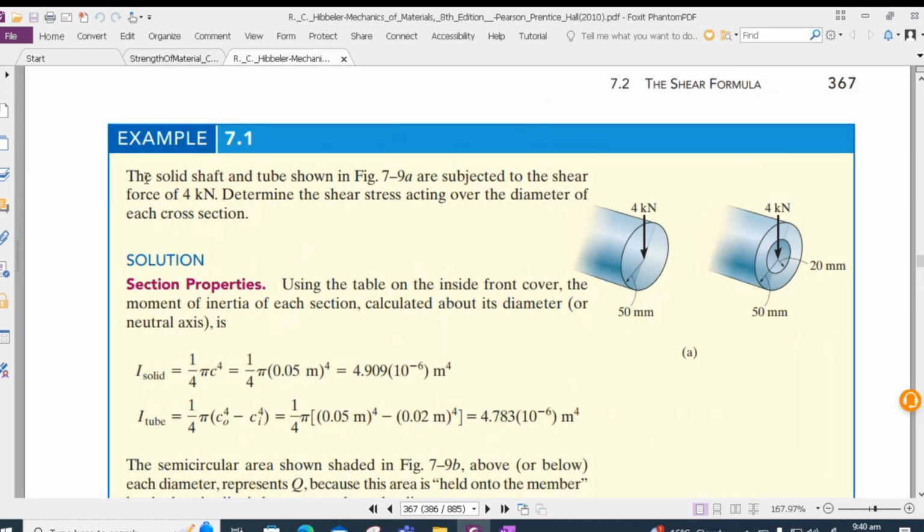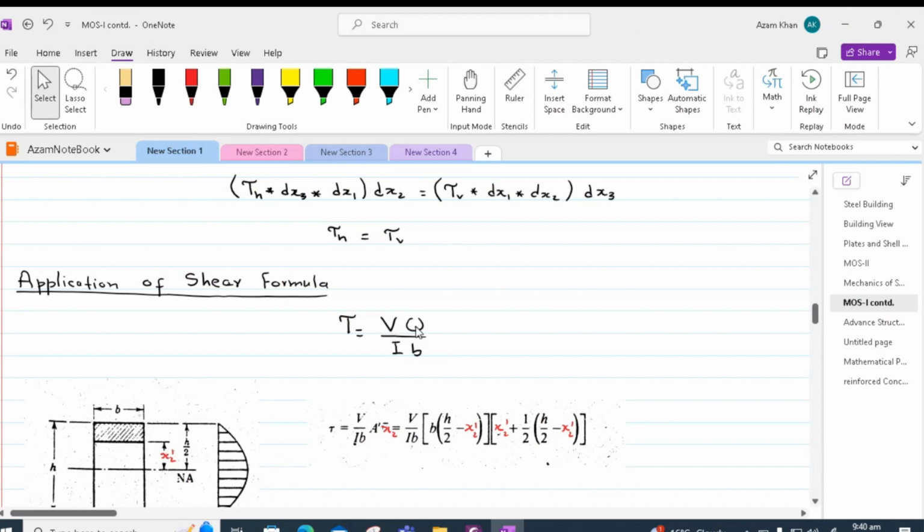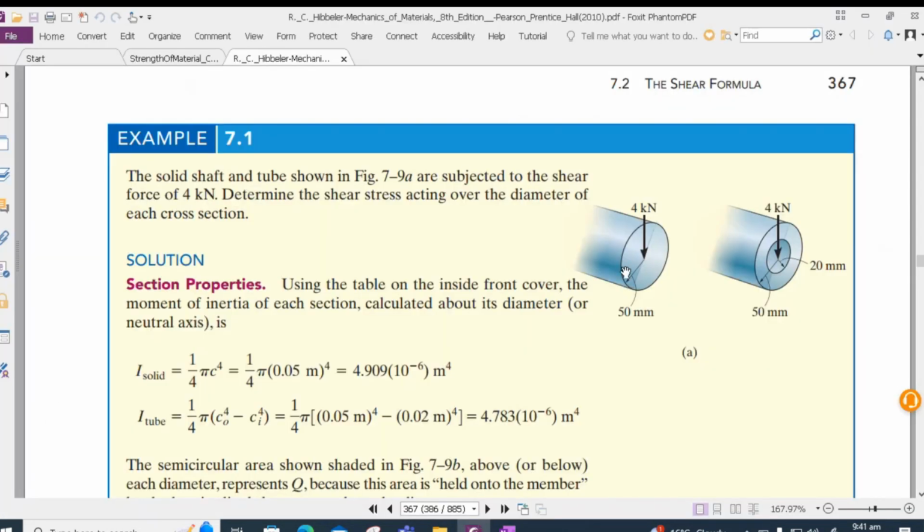In this problem, we are given a solid shaft and a tube in figure 7.9a, which are subjected to a shear force of 4 kilonewton. We are asked to determine the shear stress acting over the diameter of the cross section. So, as discussed, tau is equal to VQ over IB. Shear is given to us, which is 4 kilonewton. Moment of inertia we can find for both the sections. B is the width, which will be worked out for both these sections. And finally, we'll find out the Q.